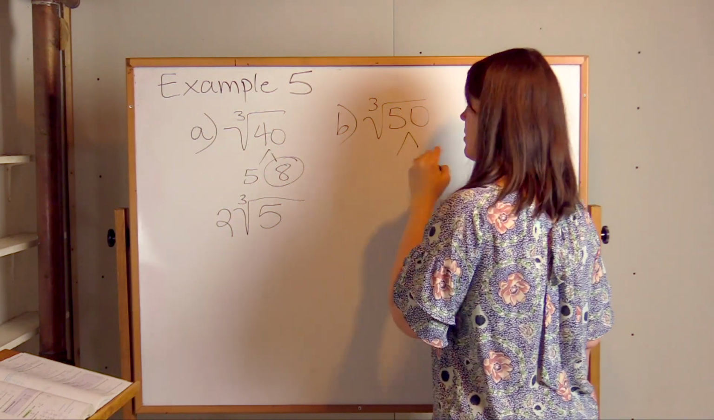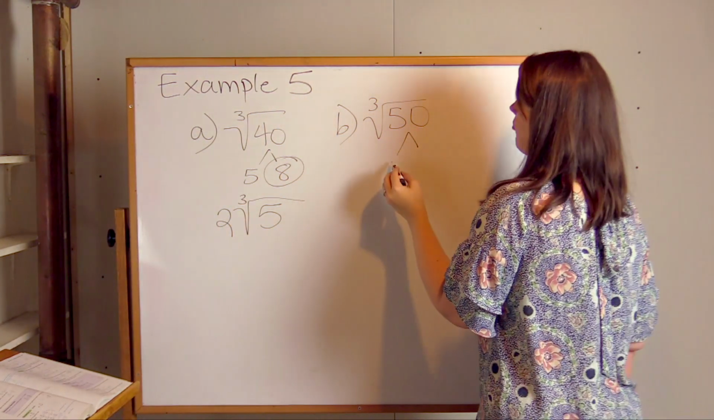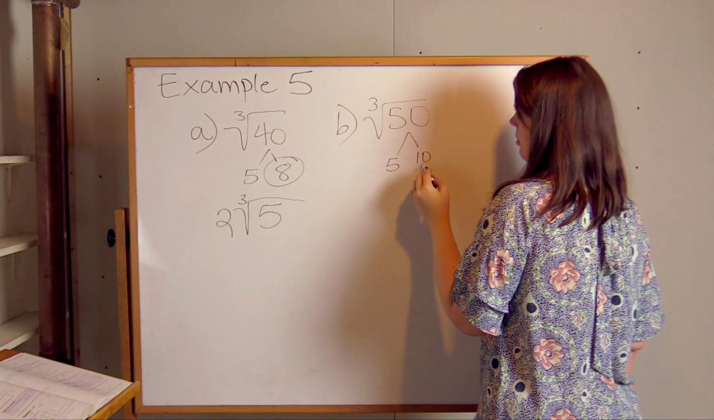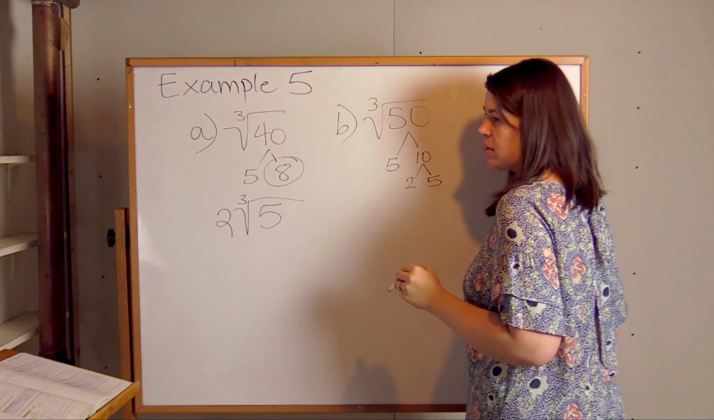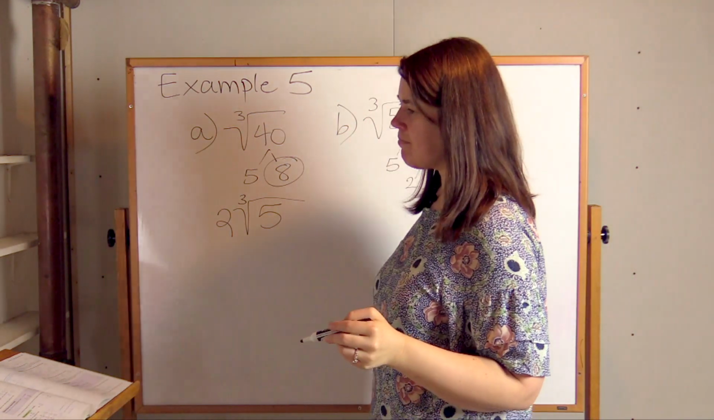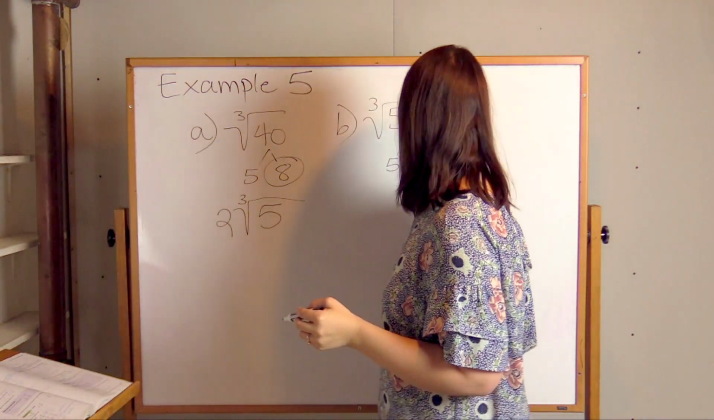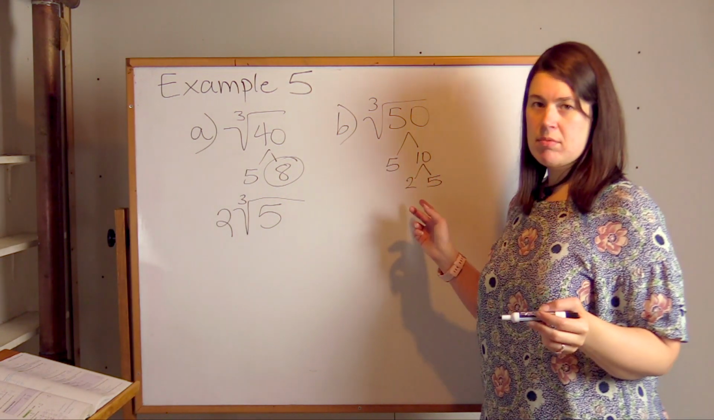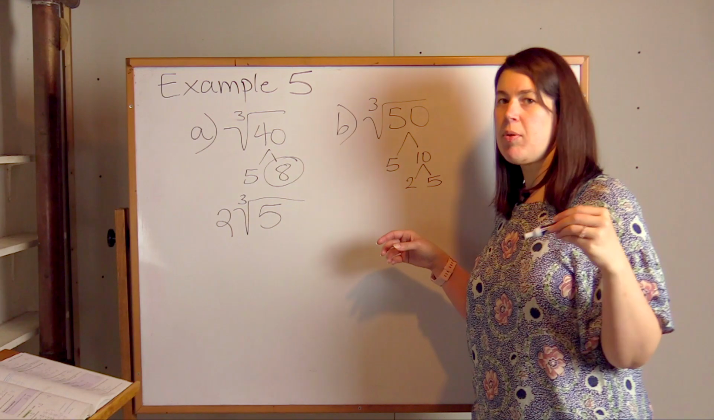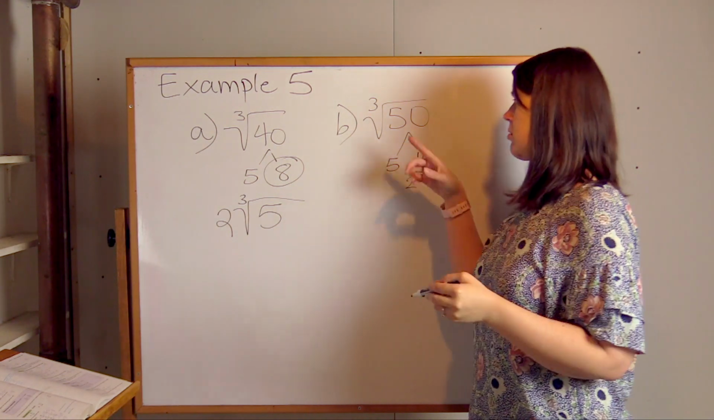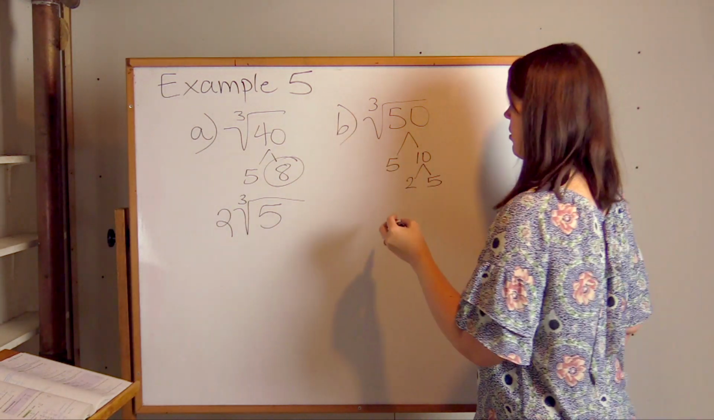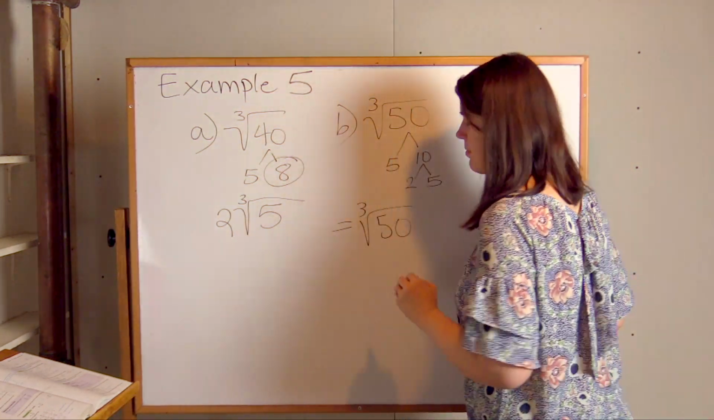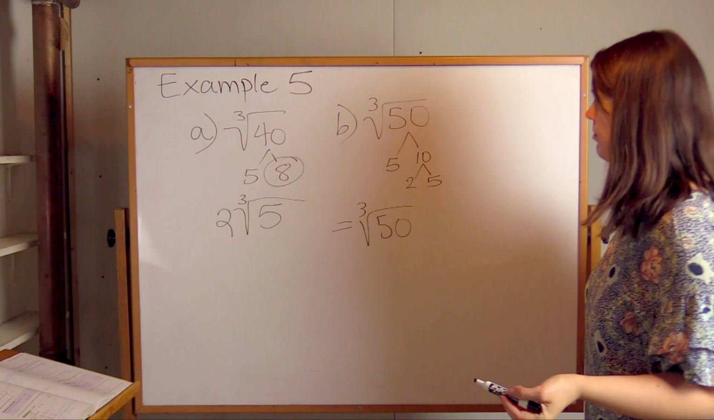All right, let's break this up. So I have 5 times 10. I have 2 times 5. Well, make sure that is a 3, yep. So my factors of 50 is 5 times 2 times 5. I have to have 3 of the same number to pull anything out. So the cubic root of 50 is the cubic root of 50. I can't simplify any further.